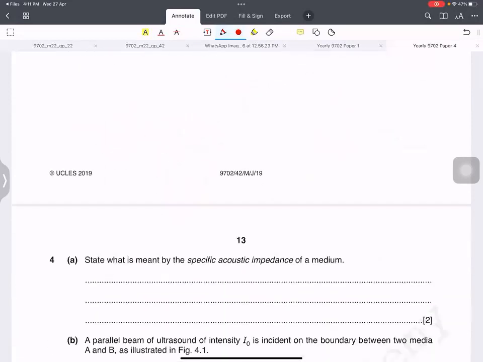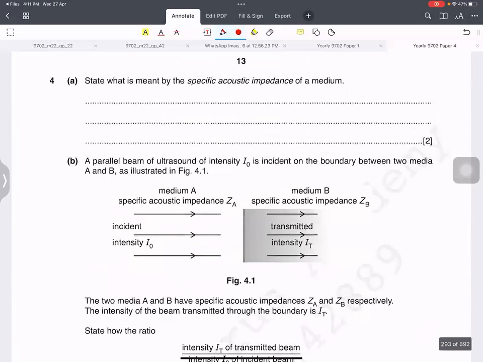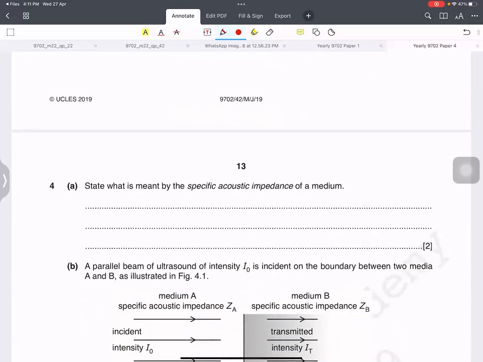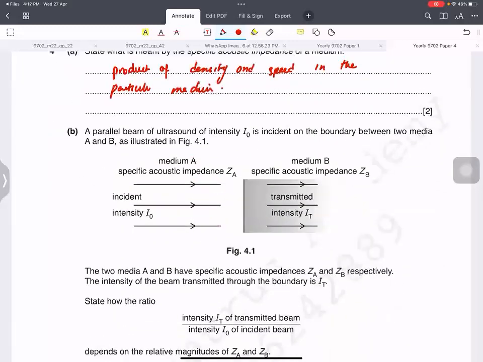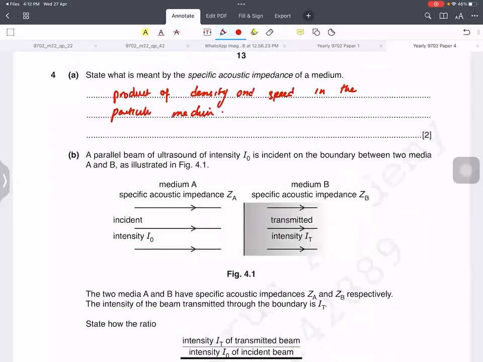After that, what is meant by specific acoustic impedance? Okay, the set answer: product of density and speed of ultrasound in the medium. We need to write ultrasound speed in the medium.